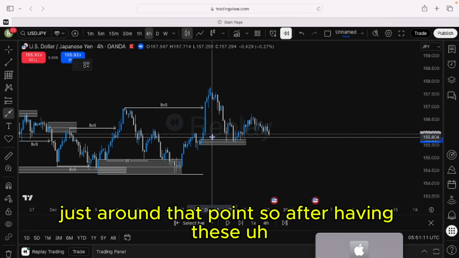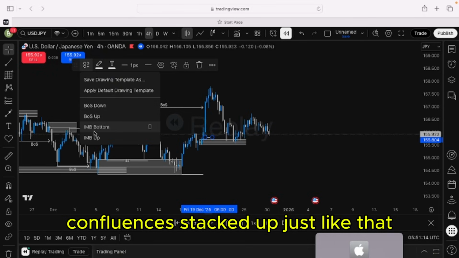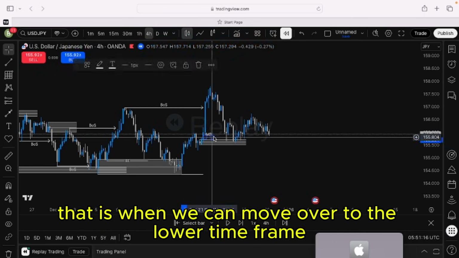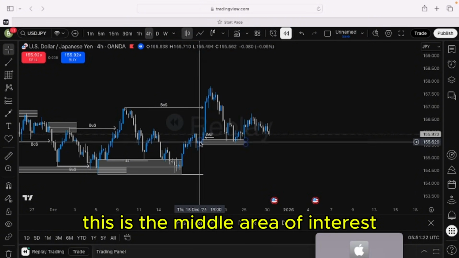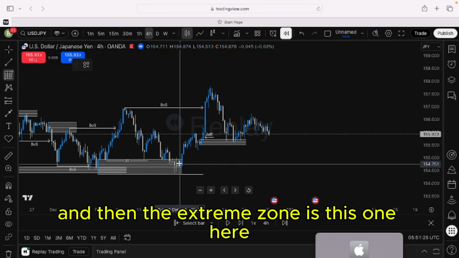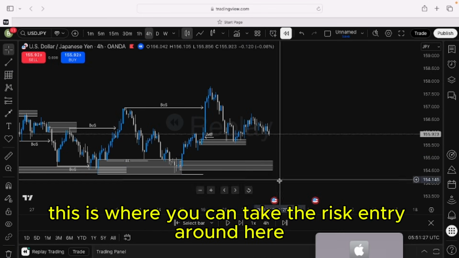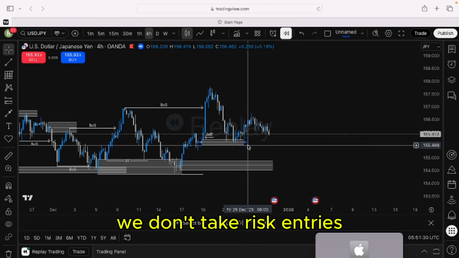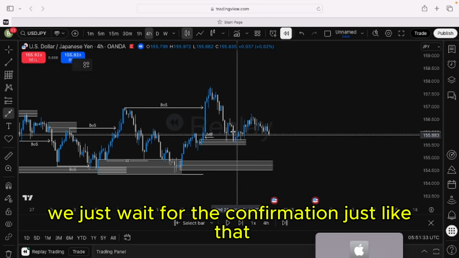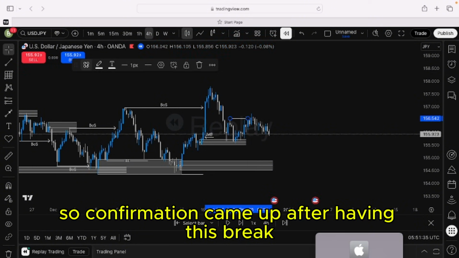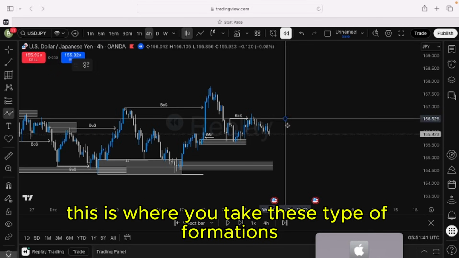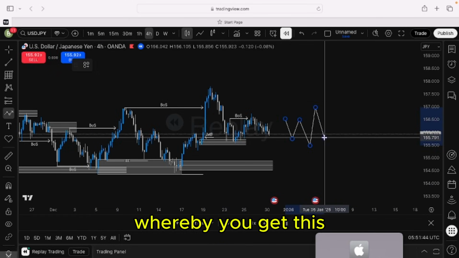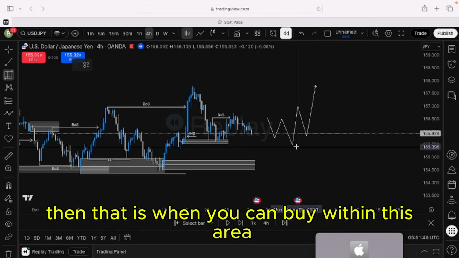So after having these confluences stacked up just like that, that is when we can move over to the lower time frame just to get a confirmation entry. Remember, like I told you guys, this is the middle area of interest, and then the extreme zone is this one here. This is where you can take the risk entry. Around here we don't take risk entries, we just wait for the confirmation. So confirmation came up after having this break to the top, and like I said, this is where you take these types of formations, whereby you get this, then that is when you can buy within this area.